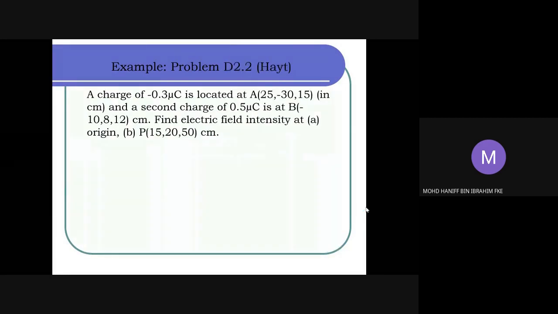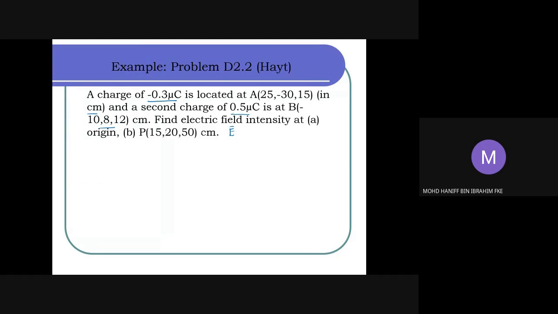Okay, so let's have a look at example number 2. We are given a charge of negative 0.3 microcoulomb located at A of 25, negative 30, and 15 in centimeter, and a second charge of 0.5 microcoulomb located at the point B, negative 10, 8, and 12 centimeter. The question is to find the E field intensity at the origin and at the point of 15, 20, and 50.